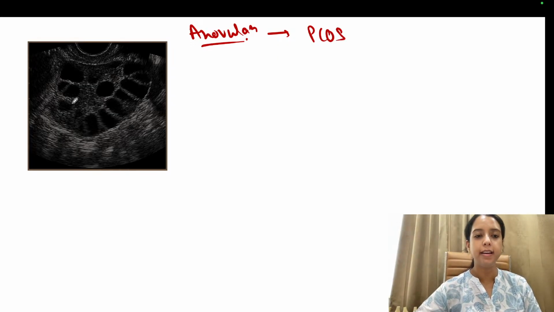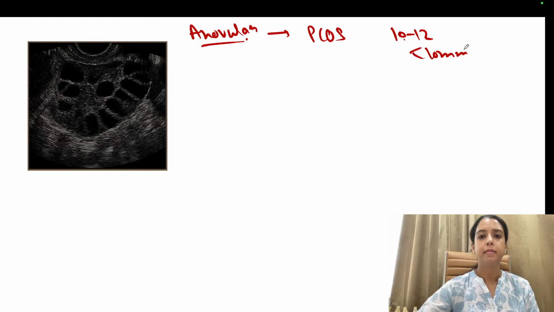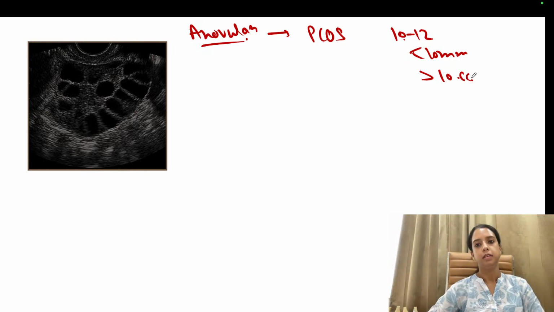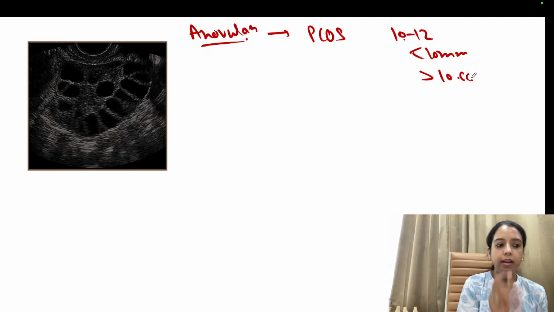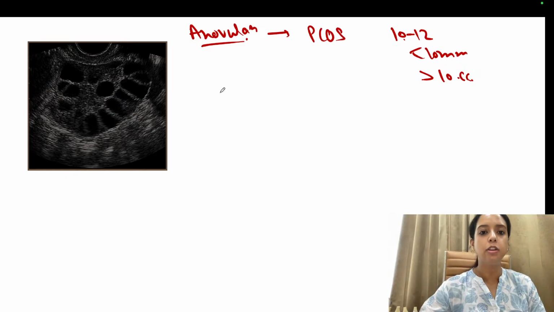This is how an ovary looks like. Multiple small cysts surrounding the ovaries. Remember the rule of 10: 10 to 12 follicles less than 10 mm, and the ovary is more than 10 cc. So multiple small follicles and the ovarian volume has enlarged. That is PCOS. PCOS has a lot of other symptoms.